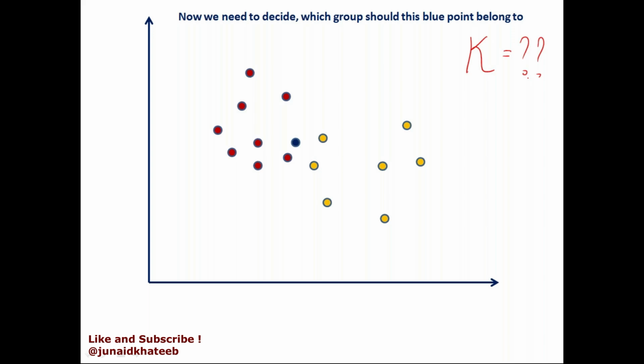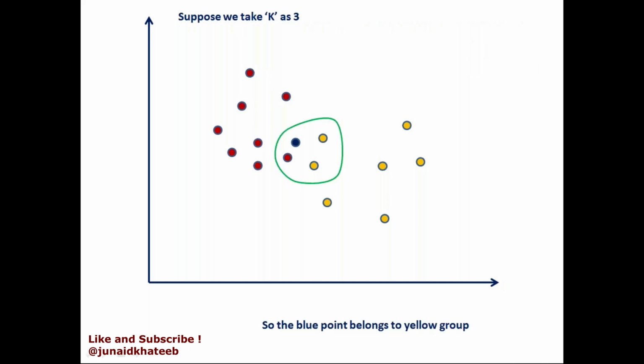Now, suppose we've decided the value of k as 3. That means I'm required to check the distance of this particular point from the 3 nearest neighbors. If I'm checking for 3 neighbors, I find that 2 of the nearest neighbors are from the yellow group and 1 is from the red group. So this point is closer to more of the yellow points, so I know that this belongs to the yellow group. If I go with k as 3, this point will be classified as a member of the yellow group.